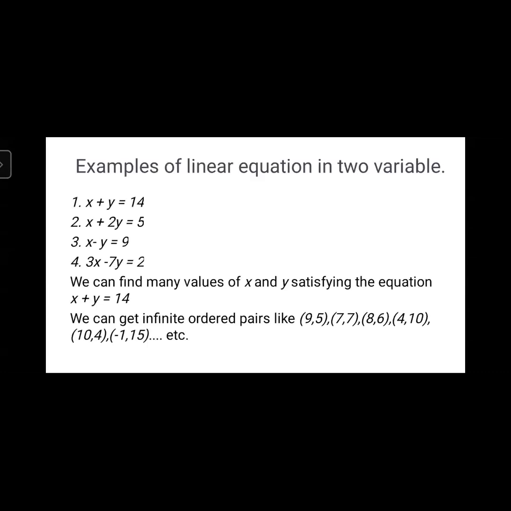We can get infinitely many ordered pairs like (9, 5), (7, 7), (8, 6), (4, 10), (10, 4), (-1, 15), and so on. All of these are the solutions of x plus y equal to 14. These are the solutions of only x plus y equal to 14.